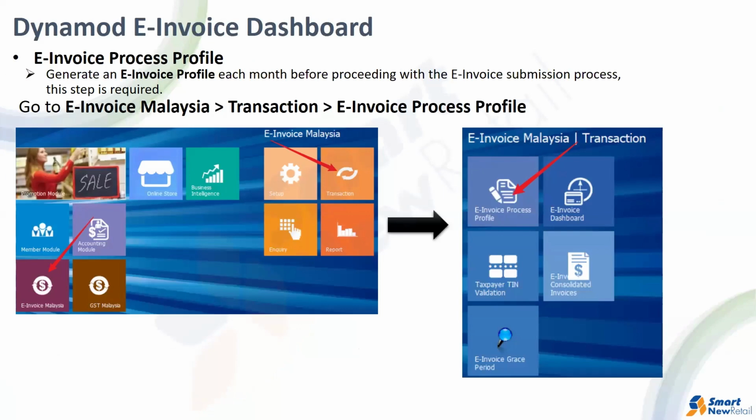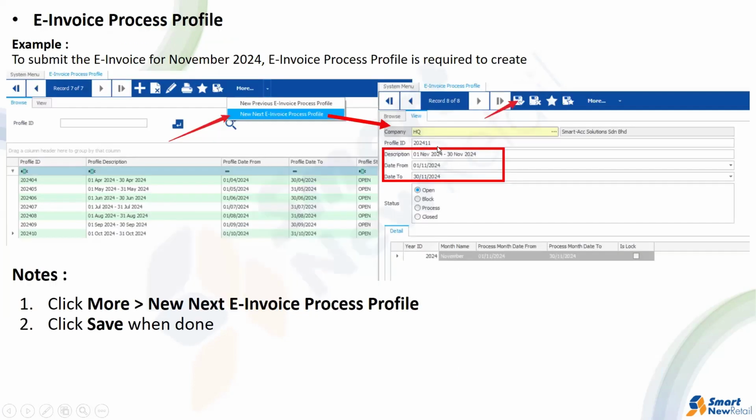So how to access the dashboard? You will have to go to the e-invoice Malaysia transaction, and then, sorry, this is the e-invoice process profile. This e-invoice process profile you will need to create for every month, because when you do the consolidation, it will be based on this profile month to help you generate. So you have to go to e-invoice Malaysia transaction and then e-invoice process profile.